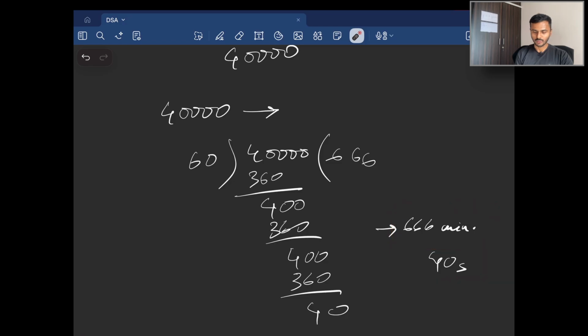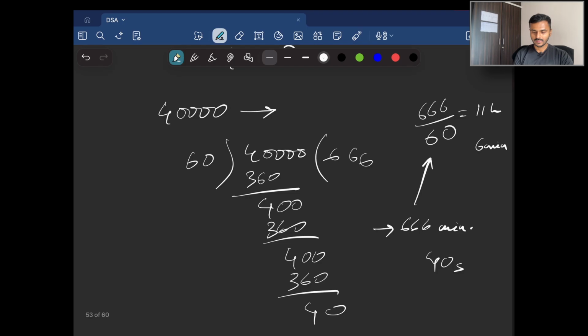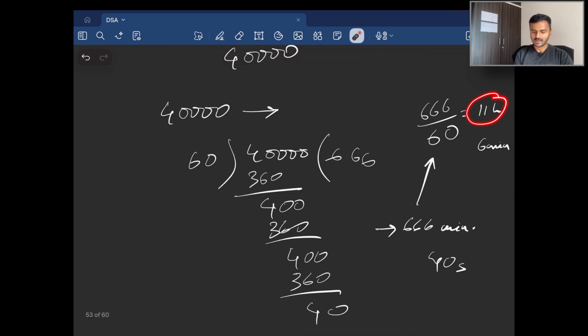Now what you need to do is convert 666 into hours and minutes, right? And which we already know how to do. What we can do is divide 666 by 60, and that is going to give you the number of hours that are there in 666 minutes and the number of minutes that are left. And this is going to be equal to 11 hours, so 660 minutes, and 6 minutes, right? So finally, what do we have? We have 11 hours, 6 minutes, 40 seconds.